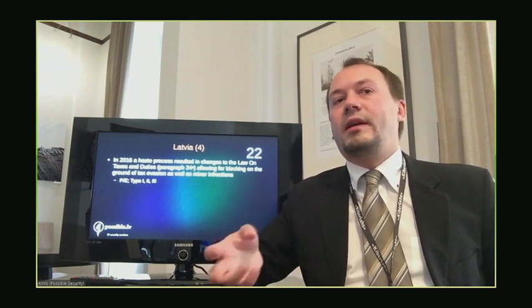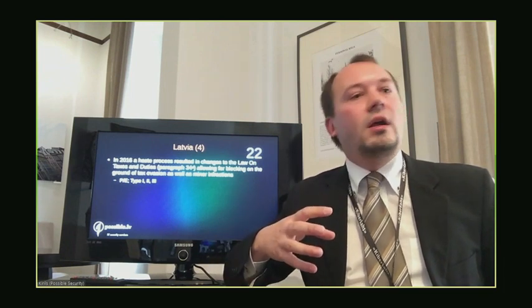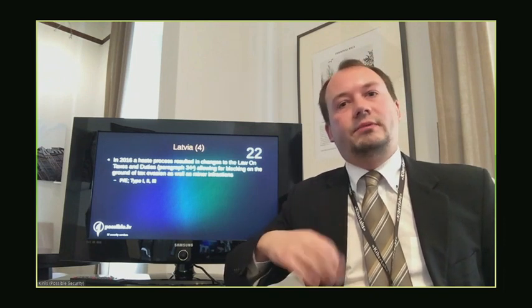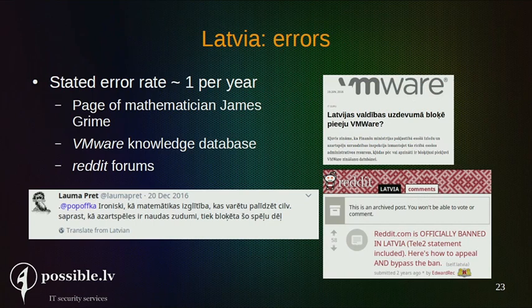Type 3 blocking, in comparison with the Ministry of Culture, is added because they also have the ability to block a Latvian domain name directly. Now, it's stated that the error rate for blocking in Latvia is approximately 1 error per year. And here are the 3 errors that have been published so far on the internet.